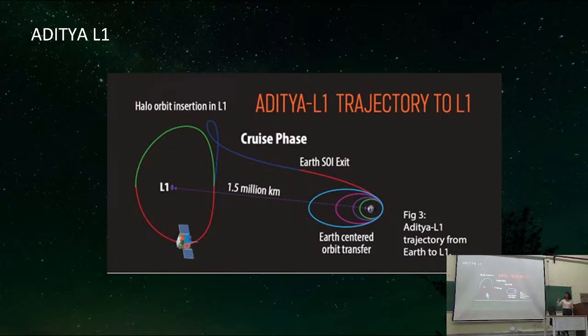L1 is also very close to the Sun, so that is one reason for L1. And like we said, we don't have to use fuel. It's a stable point. If it's there, no force is acting on it. It will just sit there and orbit the Sun.